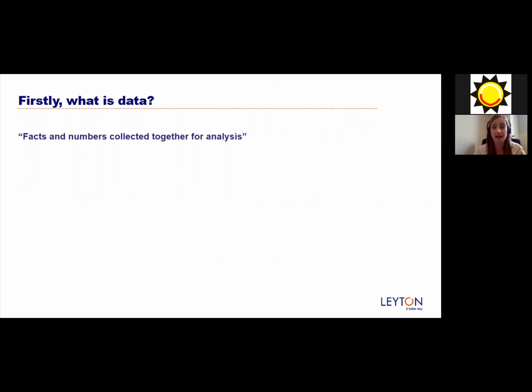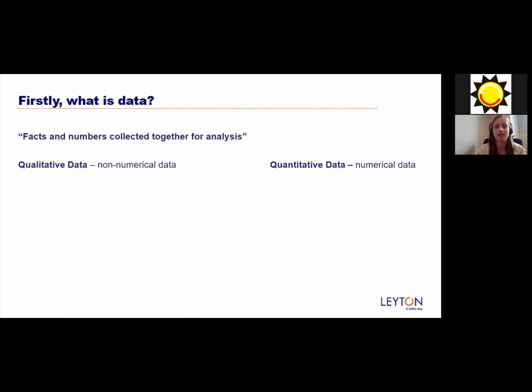And essentially it's everywhere. It's facts and numbers that can be collected together for analysis. And there are several types of data that you might want to use in your project. So there's what we call qualitative data. So that's non-numerical data. So we're talking about words that can be used to describe things. And then there's also quantitative data. So we're talking about numerical, so numbers.